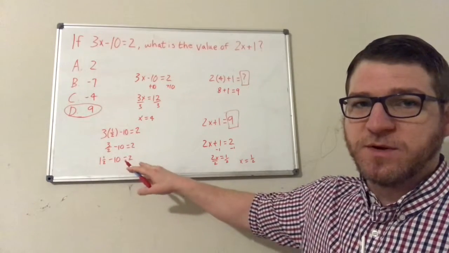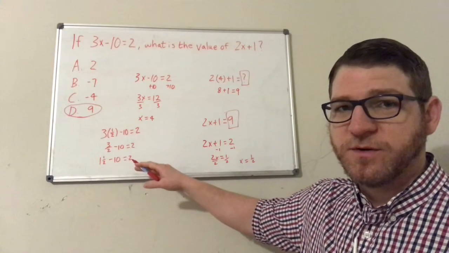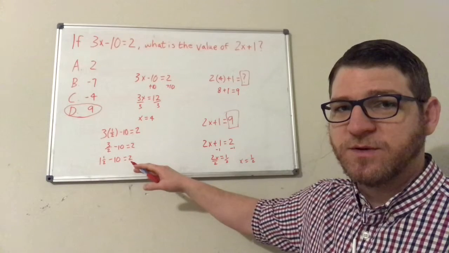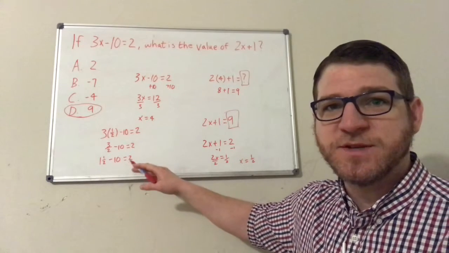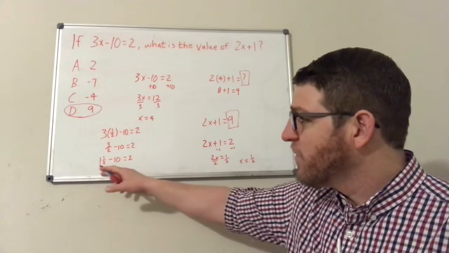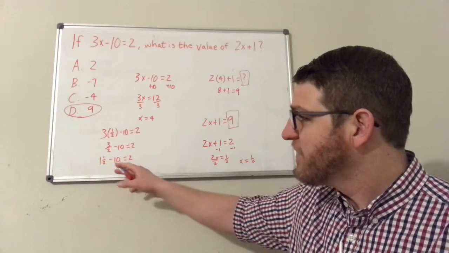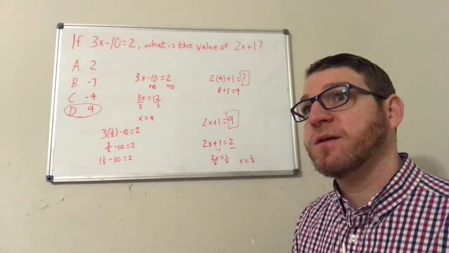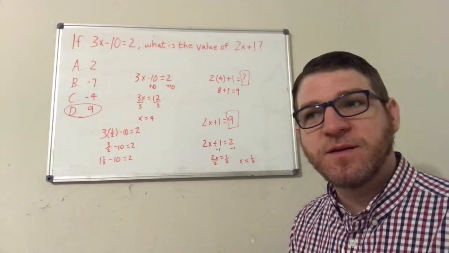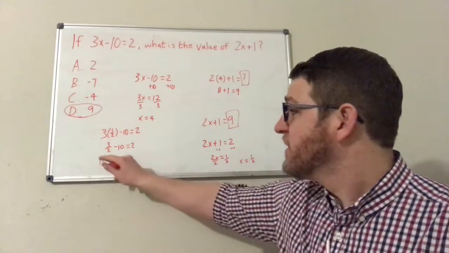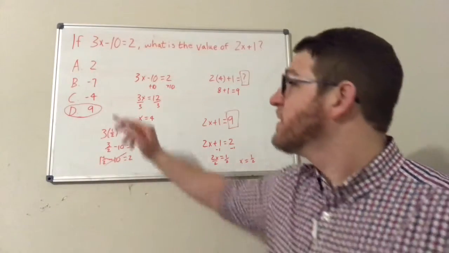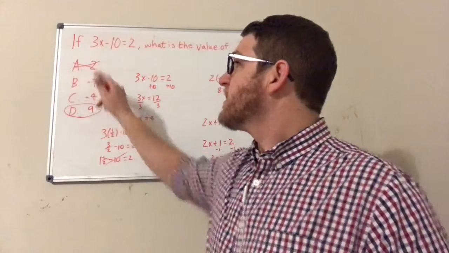A lot of us can probably look at this and see that that's not going to work, because the only thing that you subtract 10 from to get 2 is 12. I mean, 1 1/2 minus 10 is negative 8 1/2, which is not equal to 2. So we know that that doesn't work, which means we know that A is not the answer.